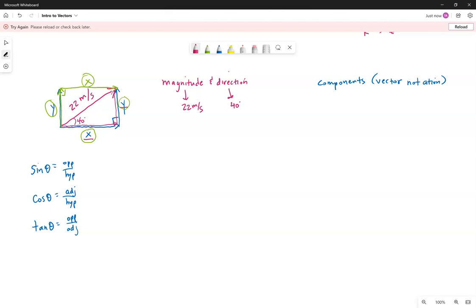For example, we can say that the sine of this 40 degree angle will equal the opposite side, which is the y component side, divided by the hypotenuse of 22 meters per second. Therefore, we can say y is 22 meters per second times the sine of 40 degrees.